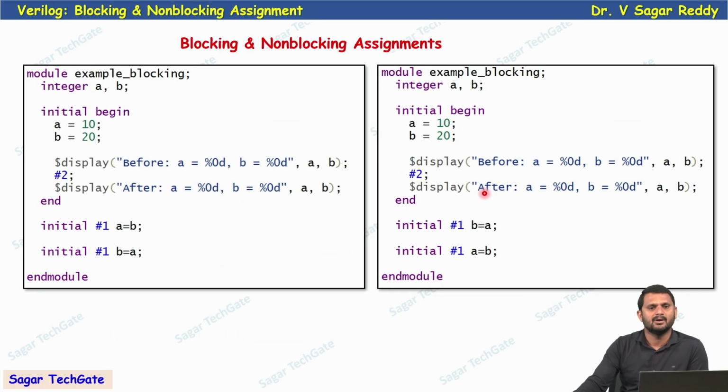Okay. Now see this statement here, a simple example. Module, some example, integer a, b, initial begin a equal 10, b equal 20. Just I'm displaying these values before a, b. So now I'm giving this 2 time units delay. Now I'm displaying the value of a and b. Clear? Now see, assume that here another initial #1 a equal to b, initial #1 b equal to a. So how many procedural blocks are there here? We have 3 blocks.